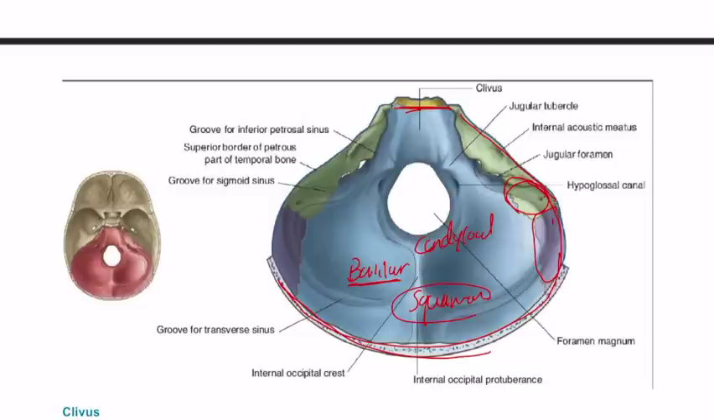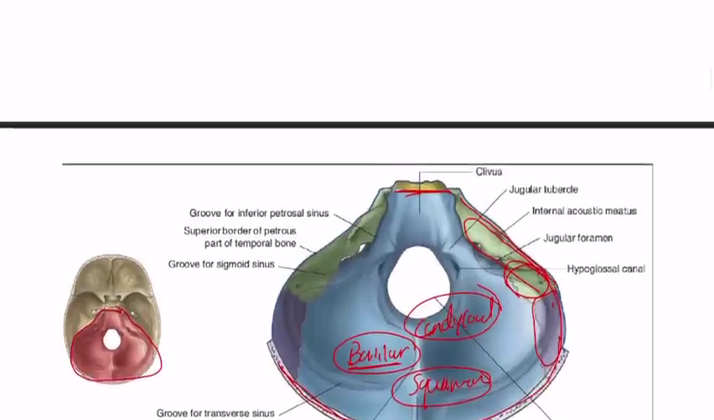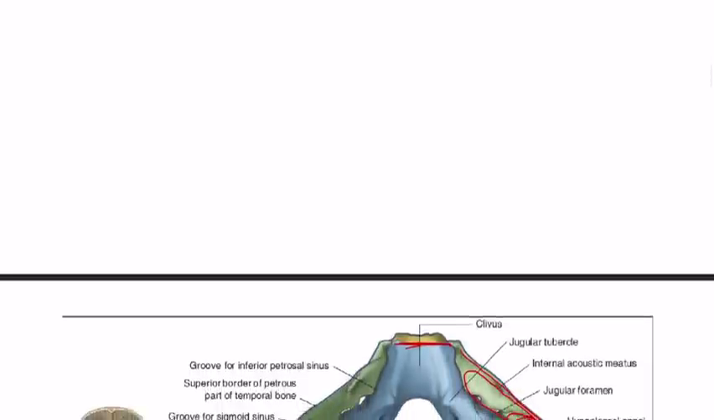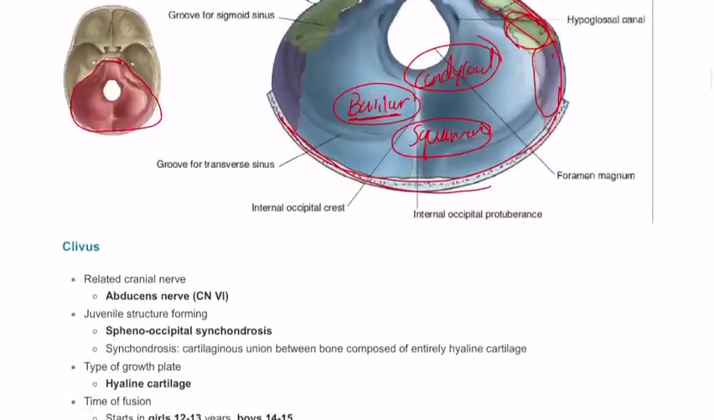So you have the squamous part of the occipital bone, the condyloid part of the occipital bone, and the basilar part of the occipital bone as well. And you have part of the petrous part of the temporal bone as well. Okay, so on this side, this is the posterior cranial fossa. It contains lots of structures. It contains basically the brainstem and cerebellum, and obviously the cerebellopontine angle will be there as well.